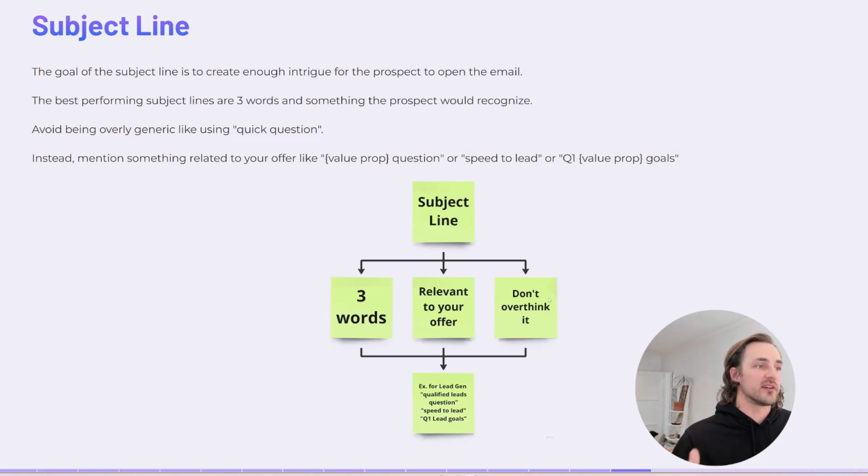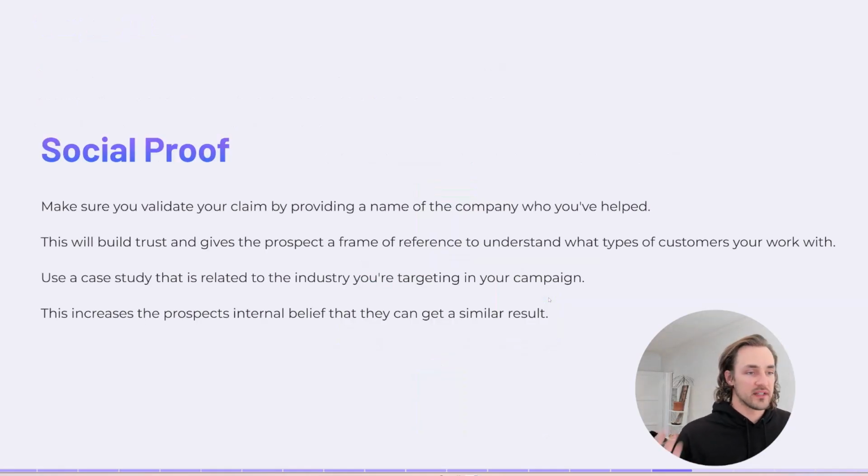Really the goal here is to create enough intrigue for the prospect to actually open the email. So the best performing subject lines are going to be just 3 words and something that the prospect would recognize. Avoid being overly generic, using things like quick question. Instead, you want to mention something relating to your offer like value prop question or speed to lead question or Q1, enter your value prop goals, right? Something that's relevant.